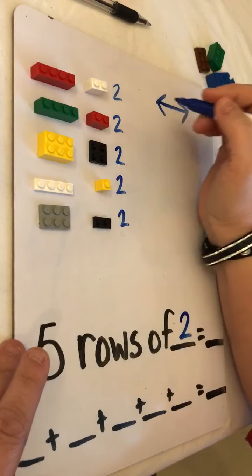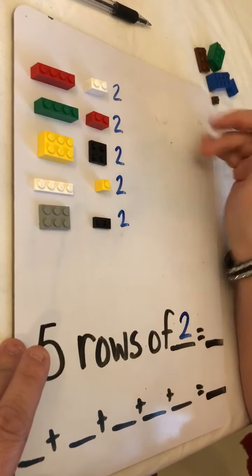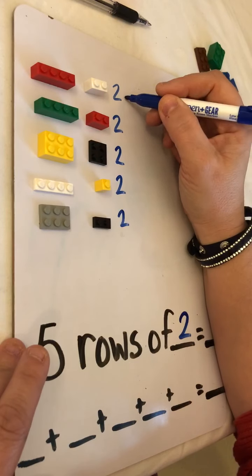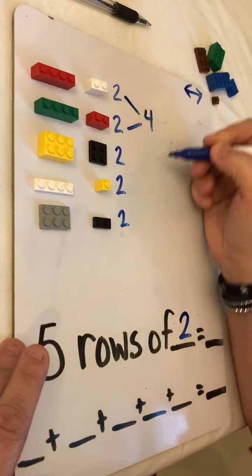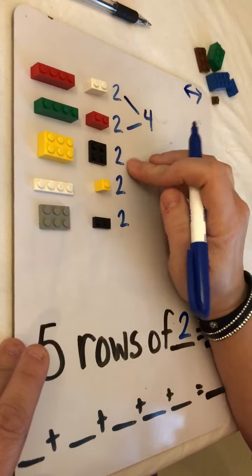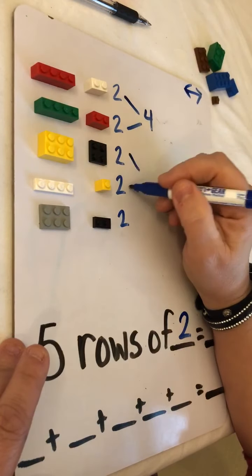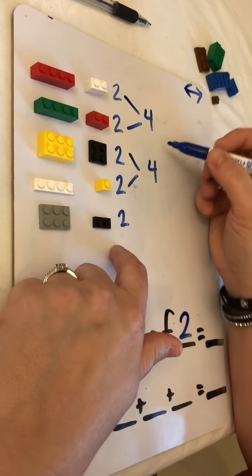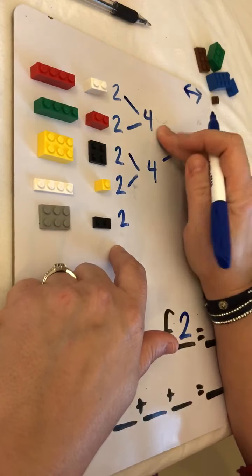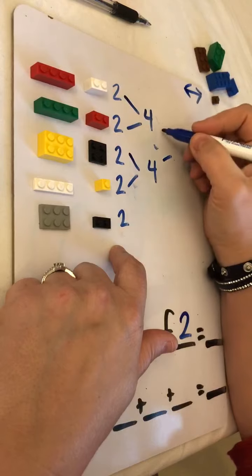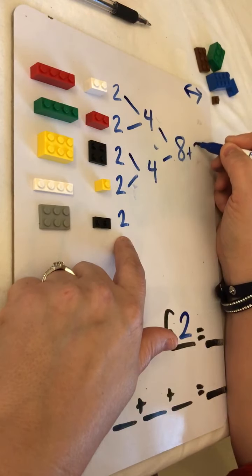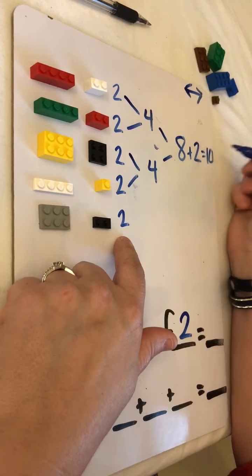Now, we talked about efficient ways to add, right? Yes, we did. Okay. I see doubles. 2 and 2 is 4. 2 and 2 again is 4. And then I just have this lonely 2 here. So 4 plus 4. Oh, my goodness. Mrs. Rojas is really having a hard time here. 4 and 4 is 8, and I have a 2 down here. 8 plus 2 is 10.